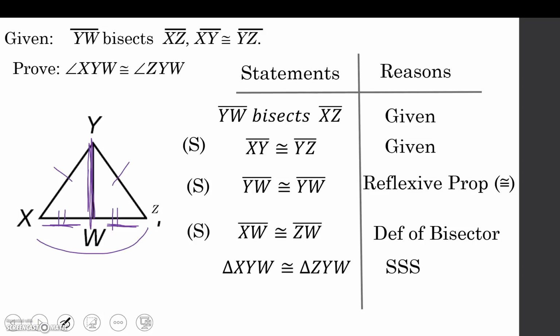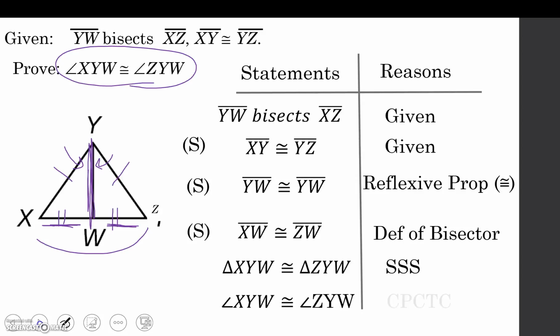And so the actual thing I want to prove, though, is not that the triangles are congruent, but the angles XYW, so this angle here, is congruent to ZYW, which is this angle here. And so those guys, we're going to take it, like I said, one step further, say that they're congruent, and our reasoning, abbreviated, is the CPCTC. So you should see that everything is the same up until that very last step.